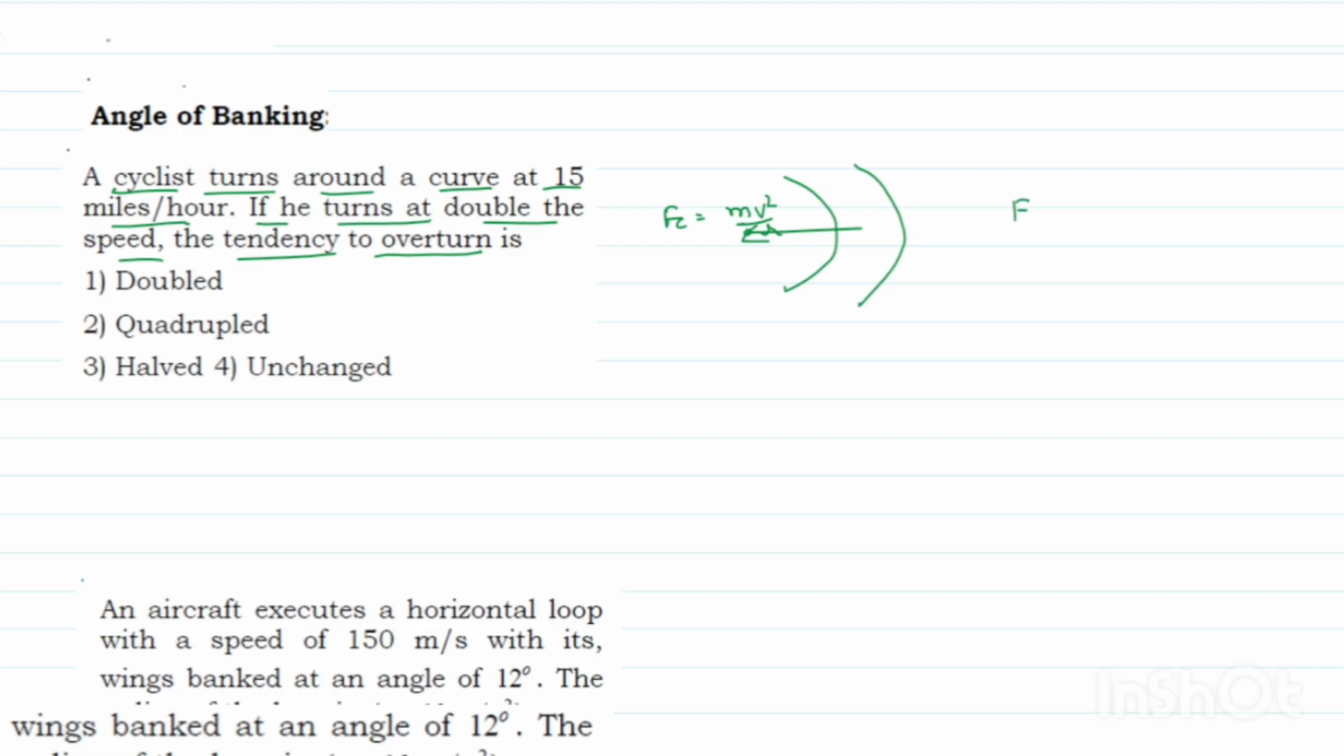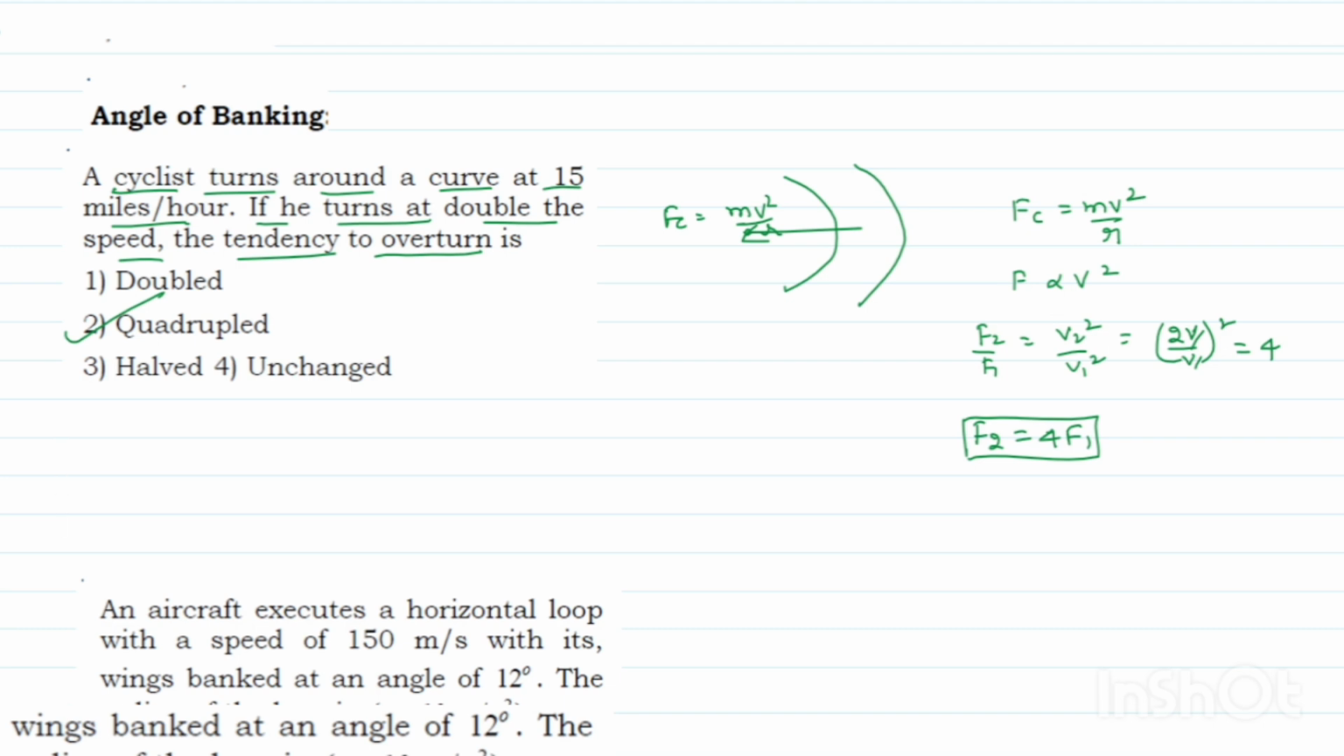Simply, here you take Fc equals mv square by r, and F is directly proportional to v square. Then let us take F2 by F1, which will be equal to v2 square by v1 square. That means doubling his speed, we get 2v by v whole square. So v and v get cancelled, and we'll be getting 4 times. Then the force has to increase to 4 times the initial force. It becomes quadrupled.